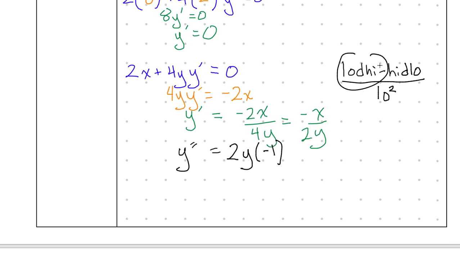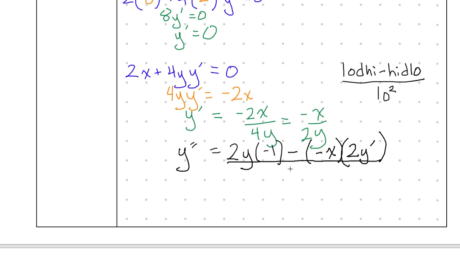So we got low, D high. Now I'm going to do a minus sign, and then high is negative x. Good. And what is D low? Careful: 2y prime. And then I need to write this all over low low, which is 2y squared. So you can write this one of two ways. You can say 2y quantity squared, or you can say it's 4y squared.